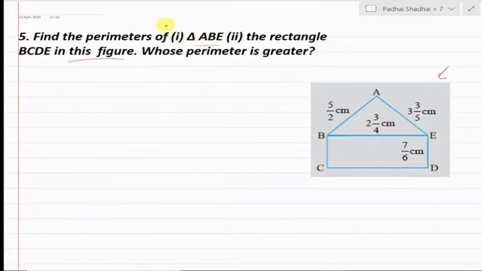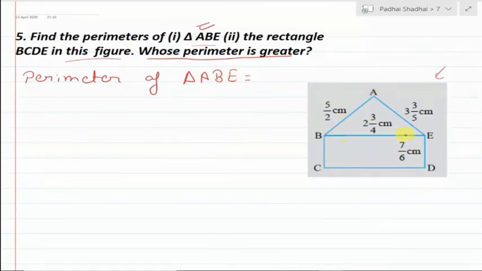Here, beta, we have to find out the perimeter of triangle ABE. Here we are given all the sides of triangle ABE and also all the sides of rectangle BCDE. Okay, we have to find out both and check which one is greater out of them. So first we will have to find out the perimeter of the triangle. So triangle ABE, perimeter of triangle ABE. If you remember, for finding the perimeter of triangle ABE, we will have to add all the sides only.